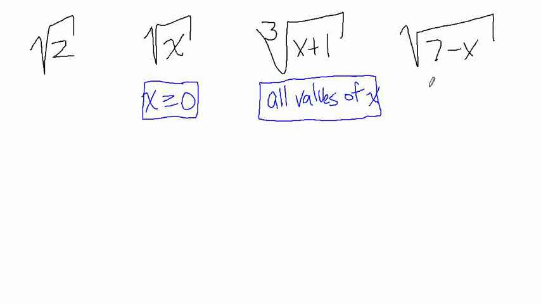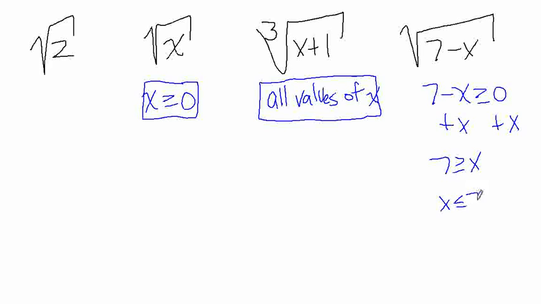We know that 7 minus x must be greater than or equal to 0, so the last problem reduces to solving an inequality. Let me add x to both sides. So x has to be less than or equal to 7. All right? It's probably nicer if you write it this way, and so that is our solution for that one.